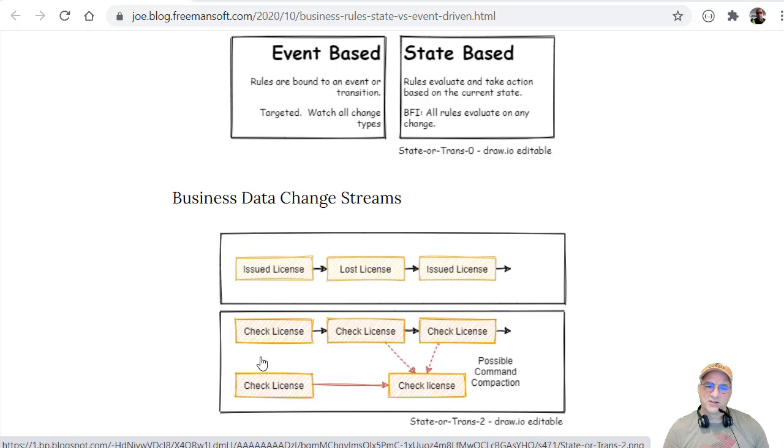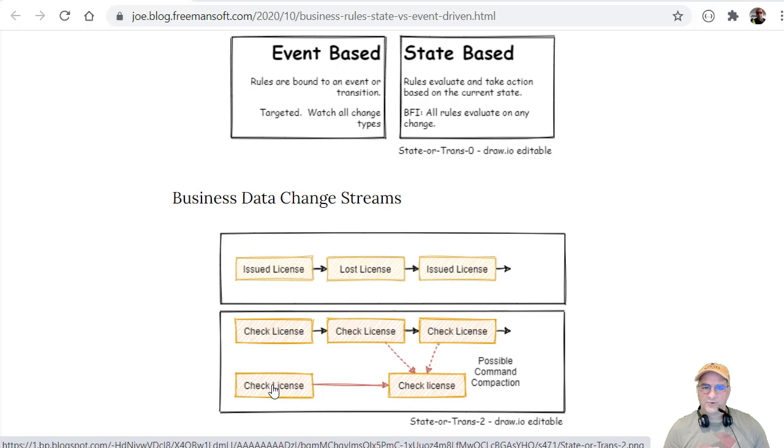So when they were issued a license, we get a check license, we process the check. The system is down for the weekend, and they lost their license and they got issued a license. In this case, these two check licenses will show up on Monday morning. And the way the business rules are written, I probably could process both the loss and the add because I'll see that the license status changed, right?